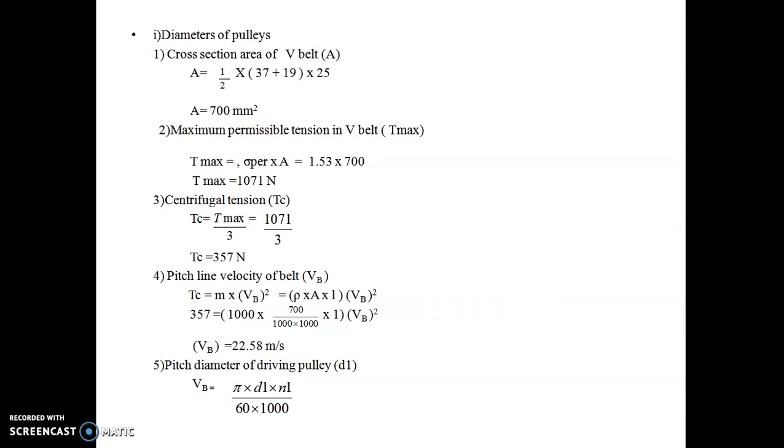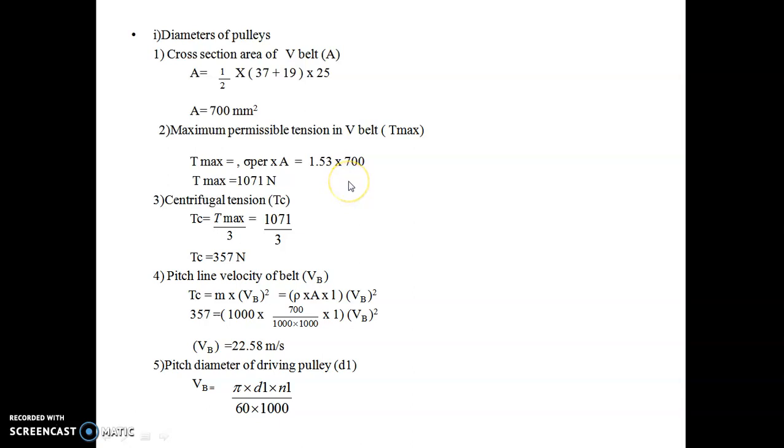For that, we require the cross sectional area of belt A, that is equal to 1/2 into 37 plus 19, that is average of the width, into 25, that is thickness. So we will get the area 700 mm square. Next is maximum permissible tension in V belt, T max, that is equal to permissible stress into the area. Permissible stress is 1.53 and area 700 mm square. So we get the maximum tension T max equal to 1071 Newton.